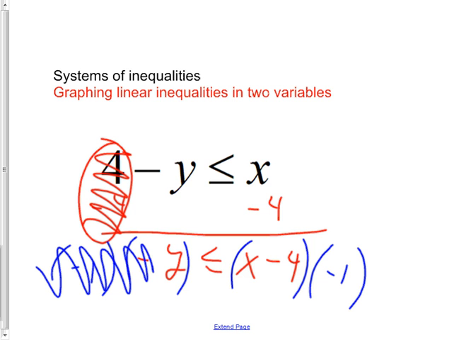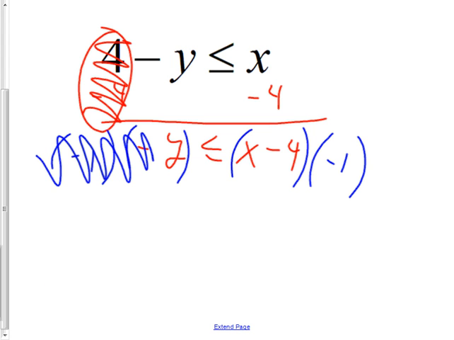And this negative gets multiplied by both parts. Notice we don't just pick one and multiply it by negative 1. We have to multiply both parts by negative 1. Y less than or equal to negative x plus 4. Get how both of them had to change?